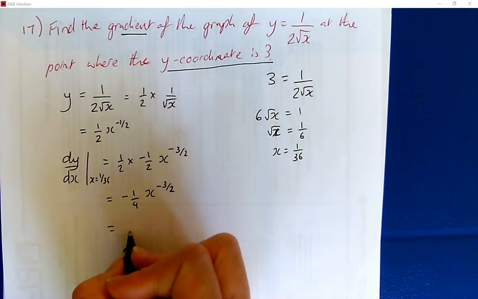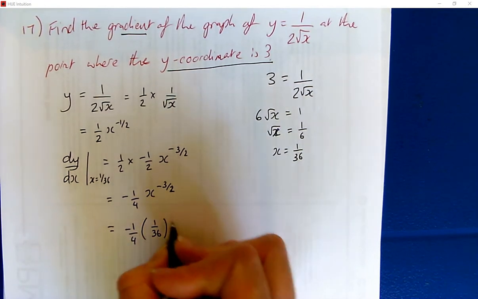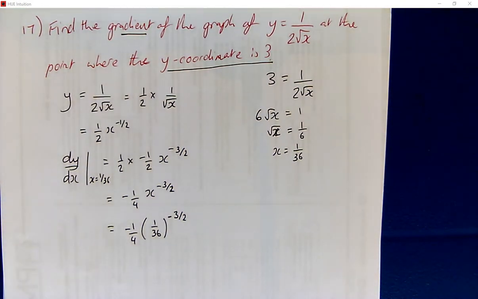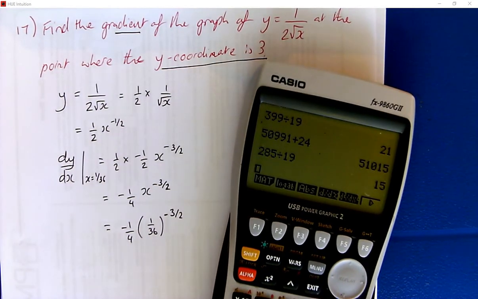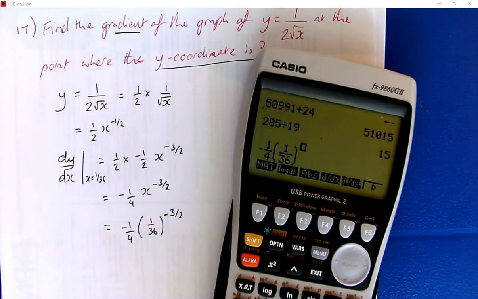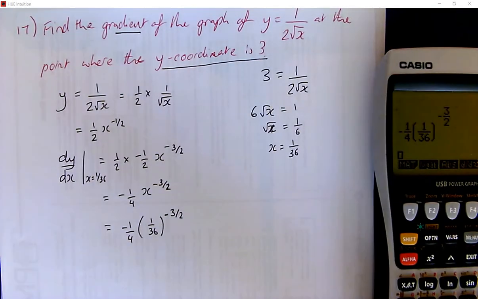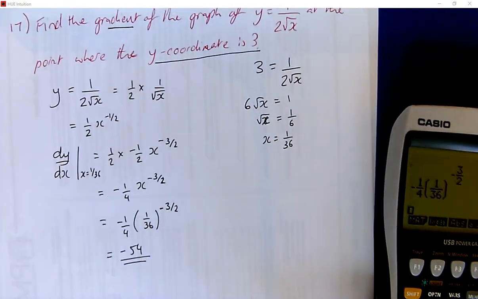Now we can substitute in our 1/36 to the power negative 3 over 2. You can manipulate that in your head if you want to, but I think it's easier when it just says find, you can just type it in. So we've got minus a quarter times 1/36 to the power minus 3 over 2. Okay, so we get minus 54. So very large and negative.